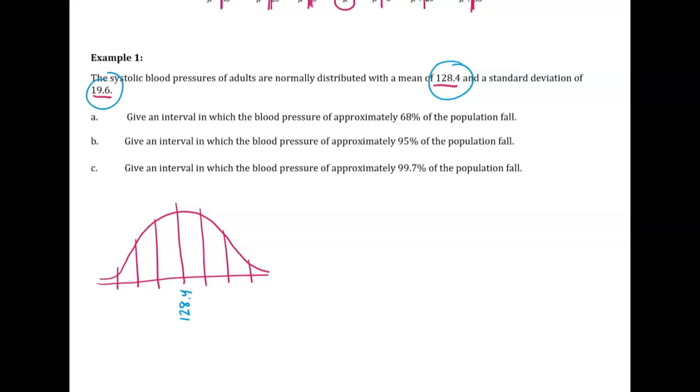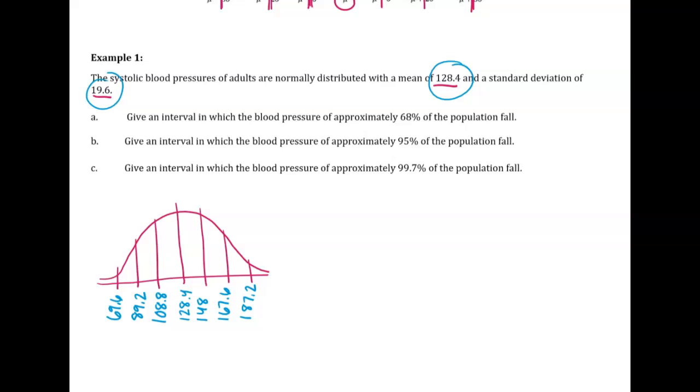If you add 19.6, you get 148. If you add 19.6 again, you get 167.6. If you add it one more time, you get 187.2. And if you take 128.4 and subtract 19.6, you get 108.8. Subtract again, you get 89.2. One more time, you get 69.6.